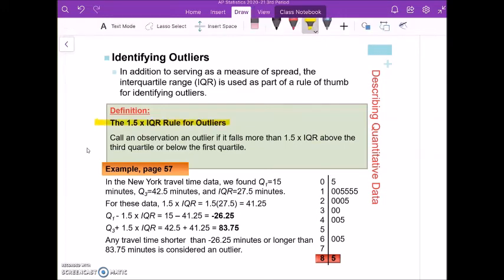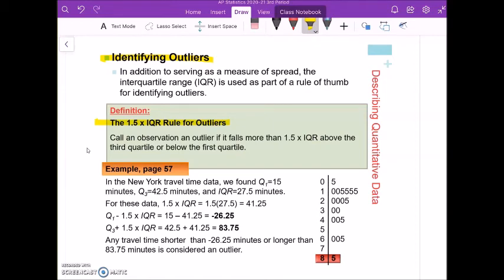So we call it the 1.5 times the IQR rule. That's a really nice descriptive name, but that's what it's called, and that's how we're going to find outliers. Outliers are any significant variations from the norm in a data set. The 1.5 times the IQR rule is just one of the rules we can use to find outliers, but it's the most common one. If you look on page 57 in your book, it will walk you through it.